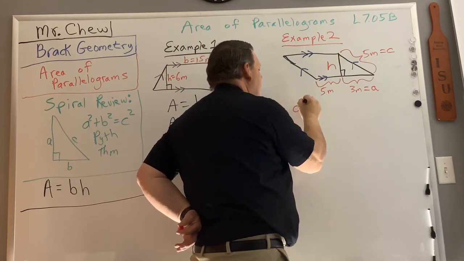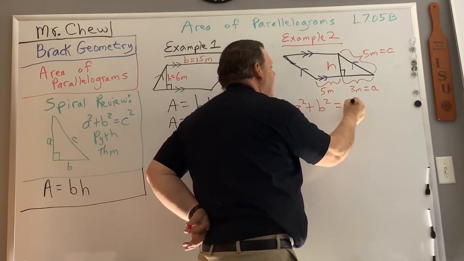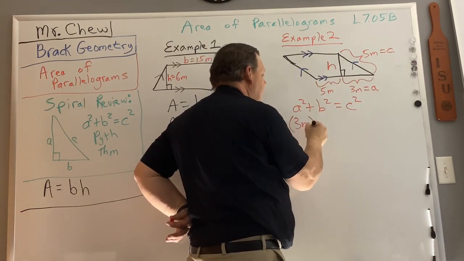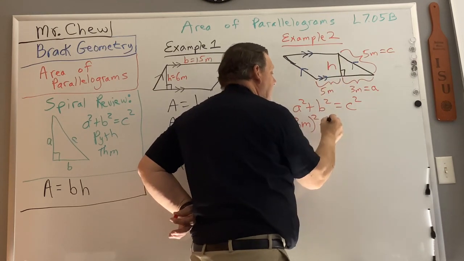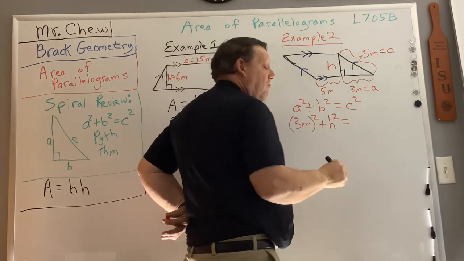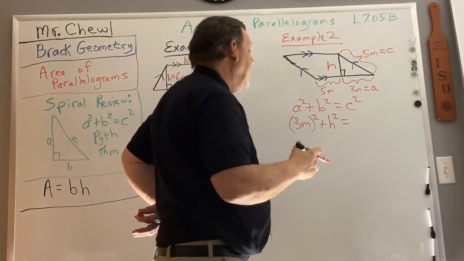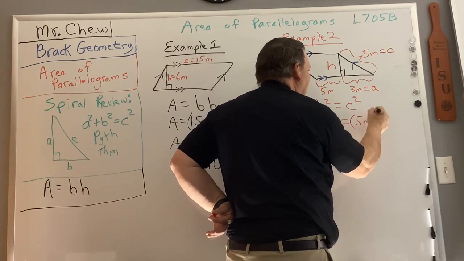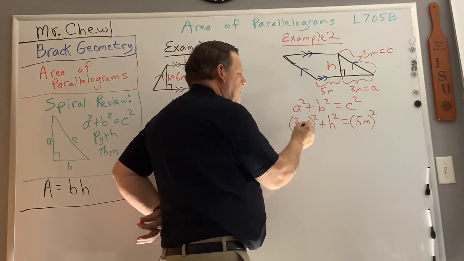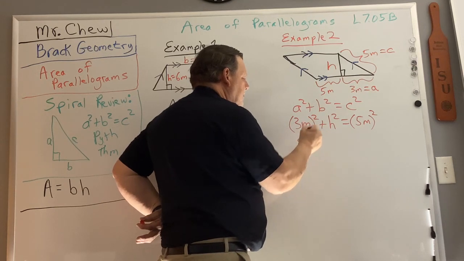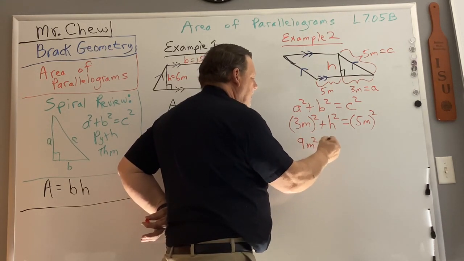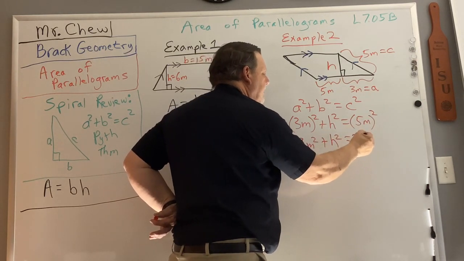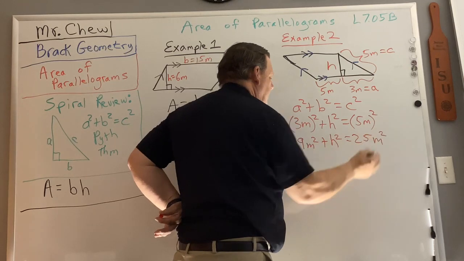So here is my formula to find that missing height. I substitute in for A, which is 3 meters, and I square that. I substitute an h in for my B, because I don't know what that is, but it's going to be the height of this parallelogram. And then my C is 5 meters, and I square that. So 3 squared is 9, meters squared is meters squared. I don't know what my height is. 5 squared is 25, meters squared is meters squared.